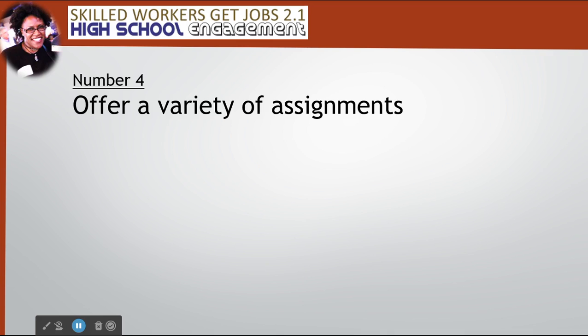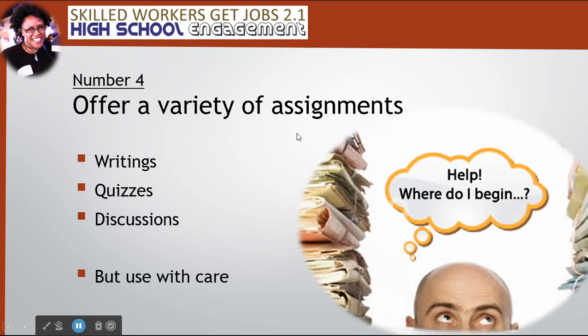Number 4, offer a variety of assignments. This is something that you were doing in a seated environment anyway, but you might have writings, you might have quizzes, you might have discussion forums. Remember that one style does not match everyone, and this is especially true in an online environment. However, having said that, use it with care.